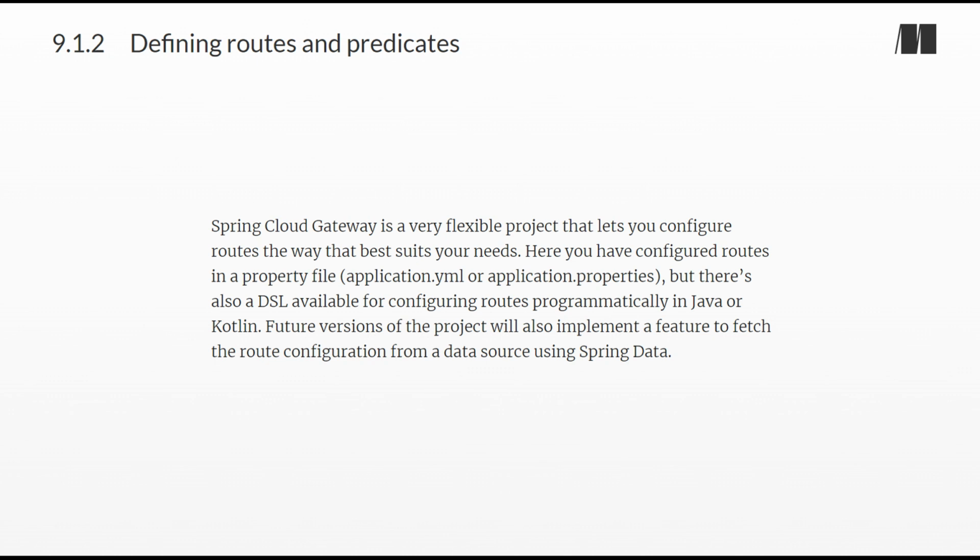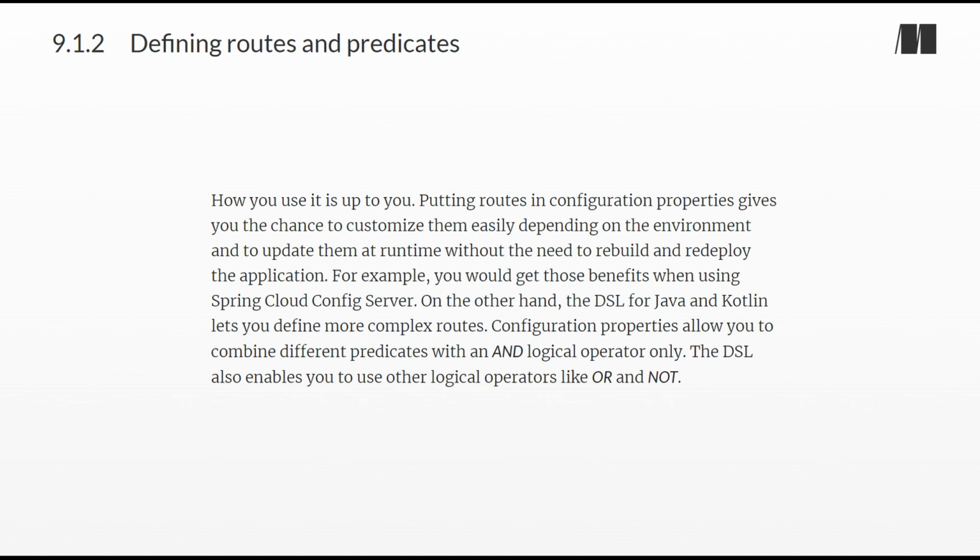Spring Cloud Gateway is a very flexible project that lets you configure routes the way that best suits your needs. Here you have configured routes in a property file, application.yml or application.properties. But there's also a DSL available for configuring routes programmatically in Java or Kotlin. Future versions of the project will also implement a feature to fetch the route configuration from a data source using Spring Data. How you use it is up to you.